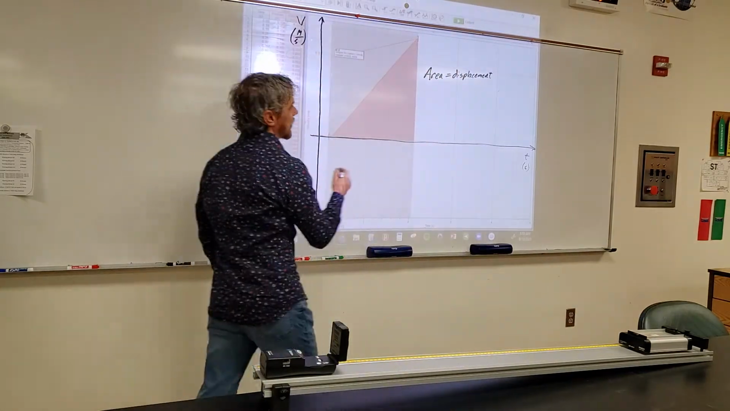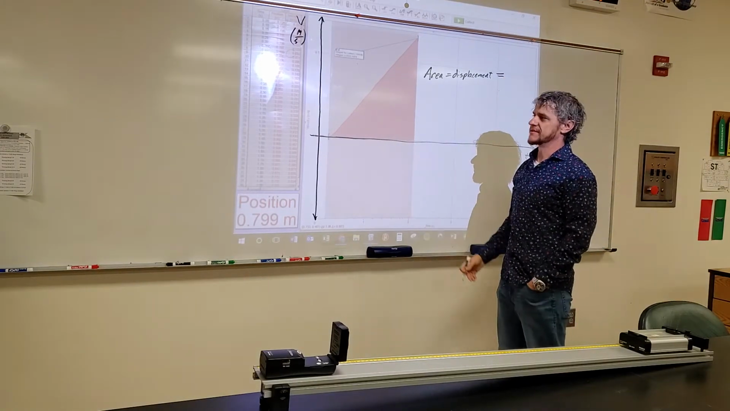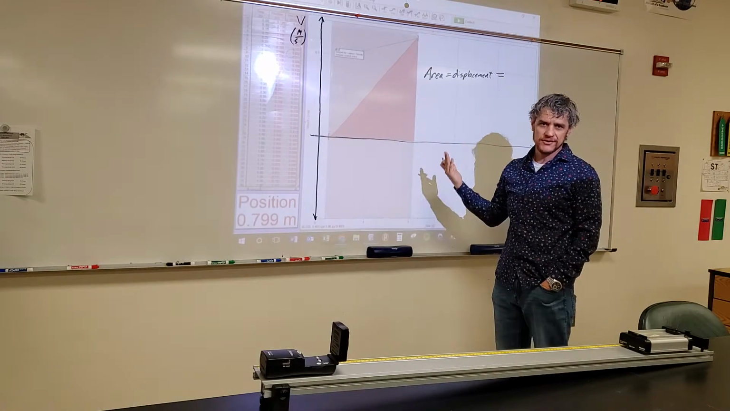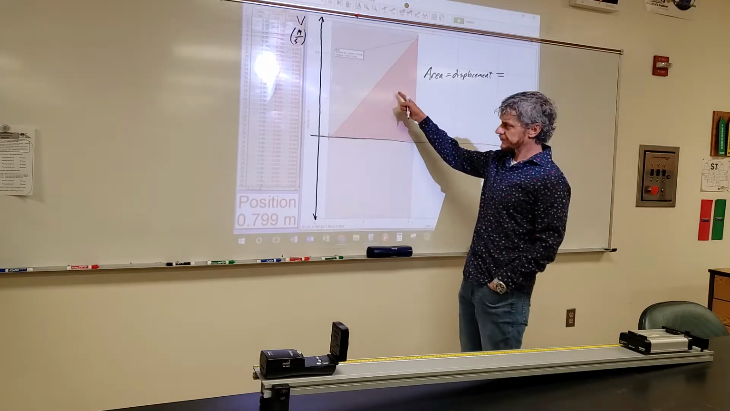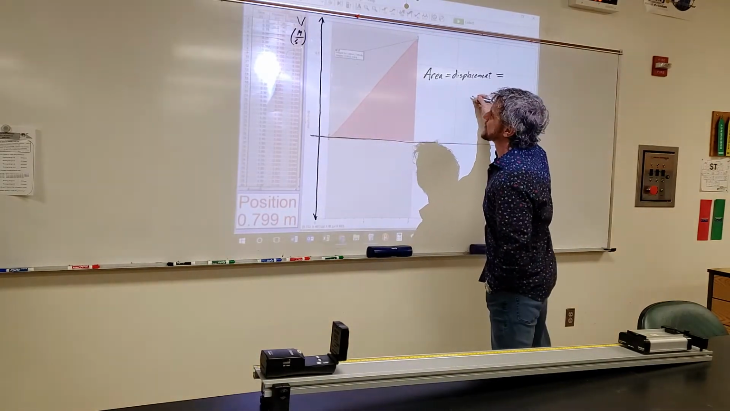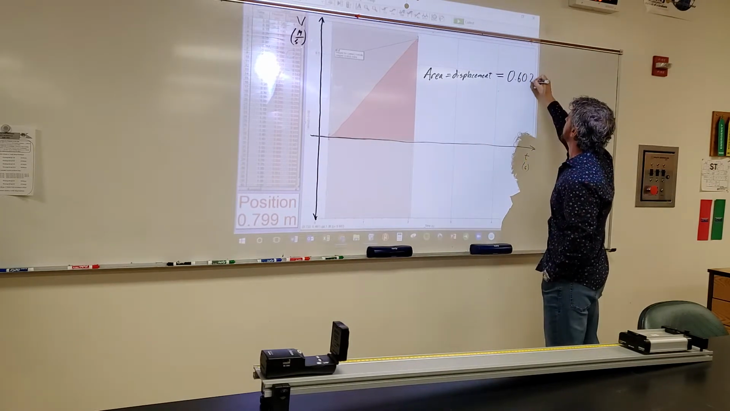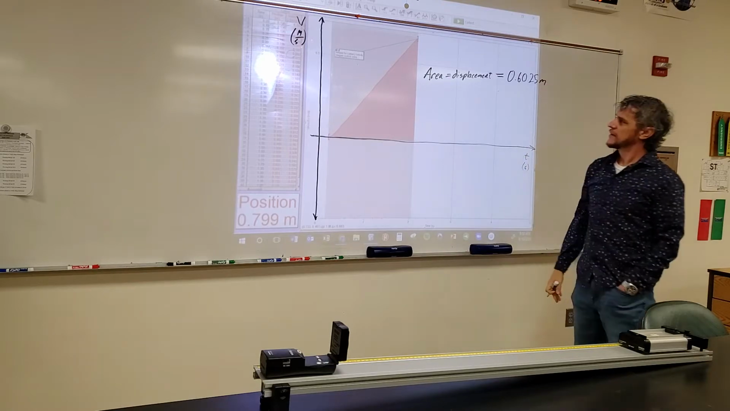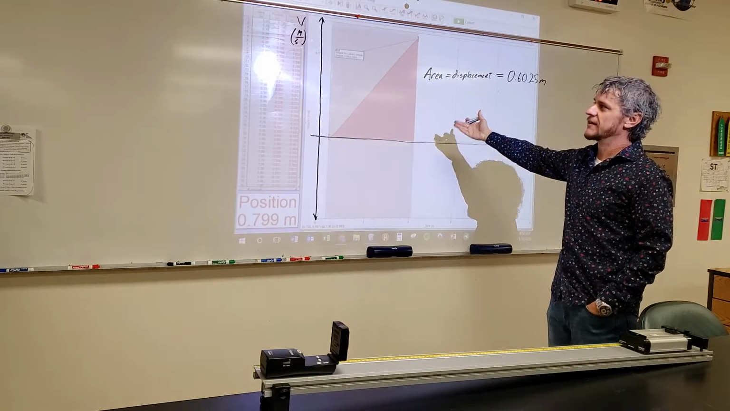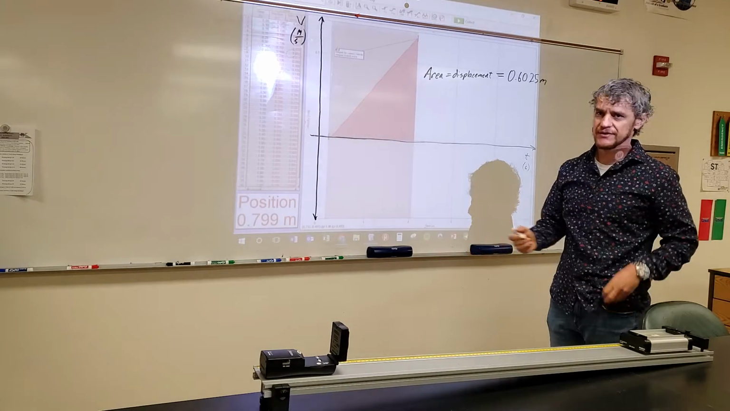And so if I find that area, you're going to have to do this graphically on your motion graphs just by calculating the areas of triangles and rectangles. But the simulation here, or the program here, lets me calculate it, and I get a displacement of 0.6025 meters. So here I've showed you that you can get the area. The area will tell you the displacement of the object throughout this motion.